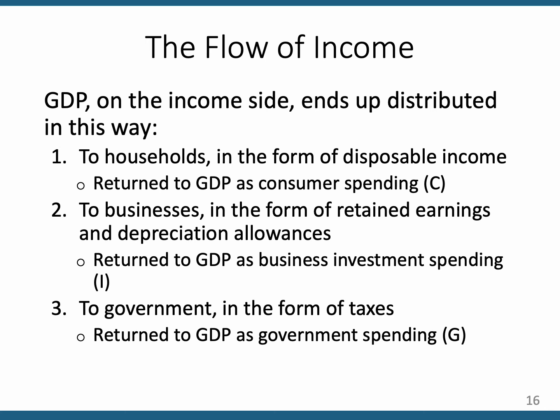Income is also derived from GDP to businesses in the form of retained earnings. This would be corporate profits and depreciation allowances, because they consider that an expense. And then that's returned to GDP as business investment spending. That's big I sub G, right?